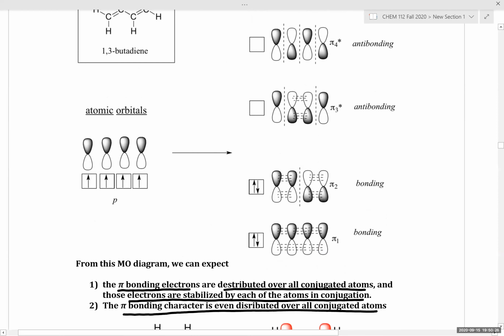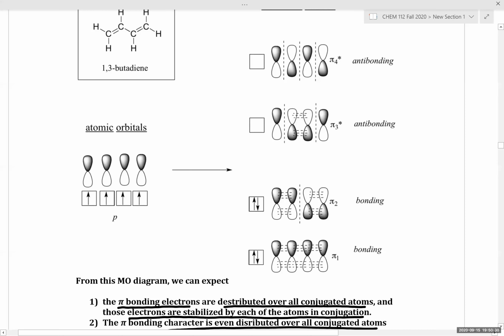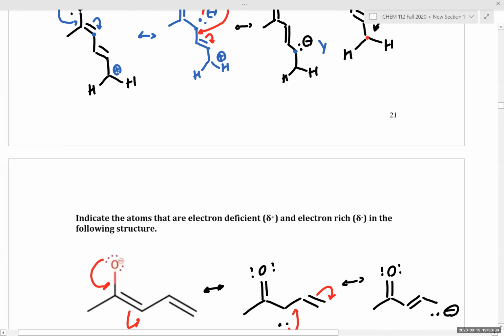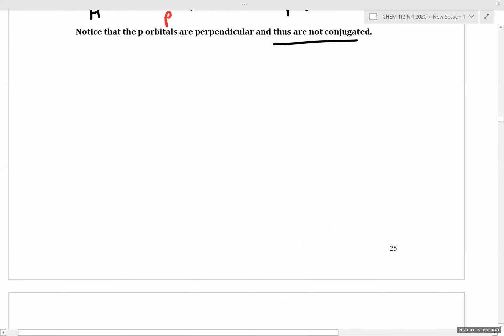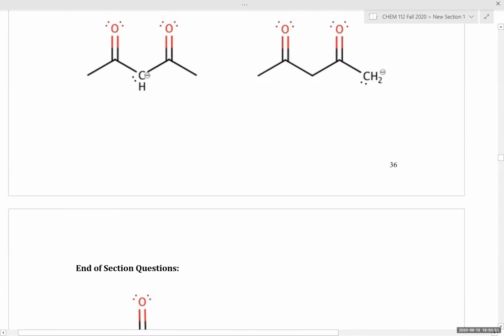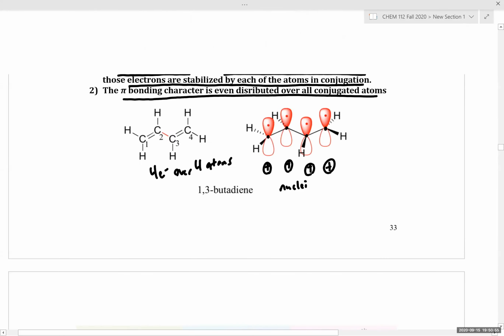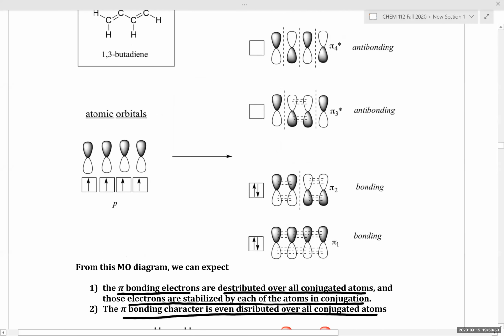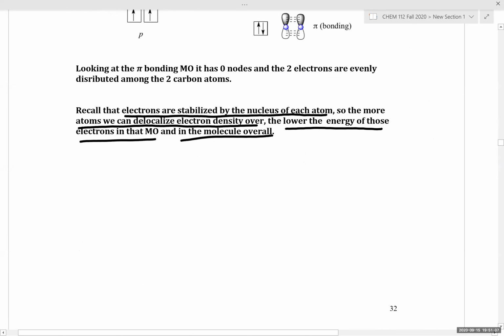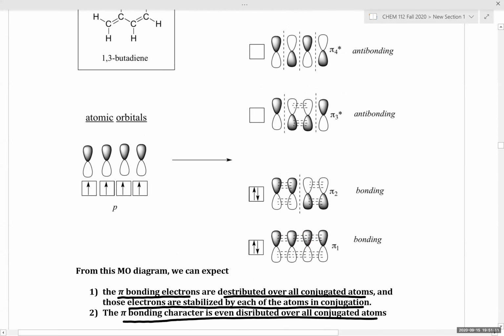Yeah. And that's also why, if you look at the diagram, do you notice how much lower this first bonding orbital is in 1,3-butadiene compared to ethene? Sorry, there was a small amount of lag. Let me go back to that page. So if we compare 1,3-butadiene to ethene, do you notice how much lower our first pi bonding orbital is in 1,3-butadiene? Yeah. That's because we're distributing our electron density over multiple atoms, and that electron density is stabilized by each of our atoms participating in resonance, resulting in a lower energy molecule.